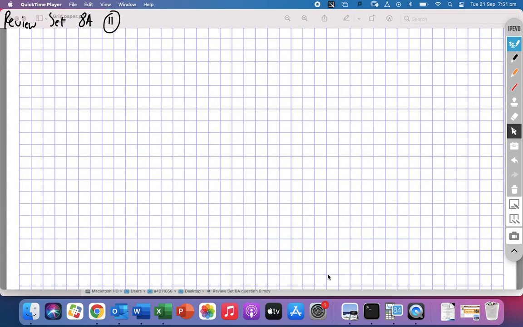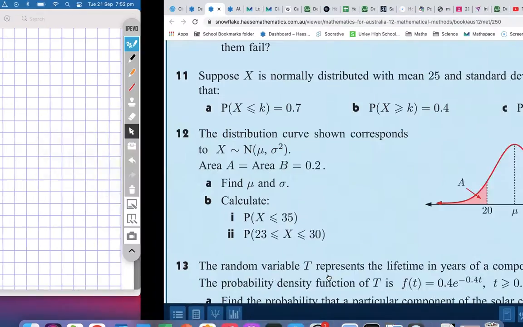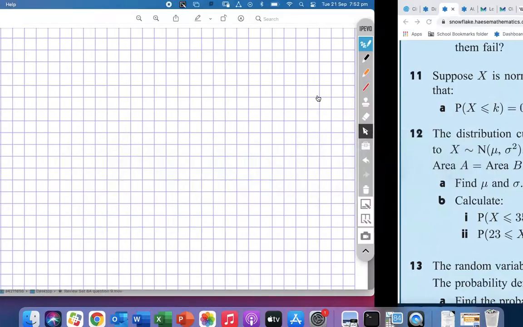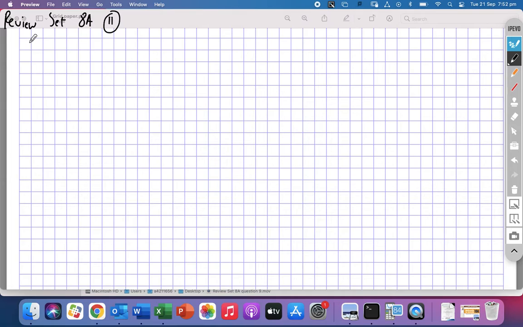Review set 8A, question 11. Suppose X is normally distributed with a mean 25, standard deviation 6, find K. Okay. I better write that down. X is normally distributed, so the mean's 25, the standard deviation 6, distributed as normal.